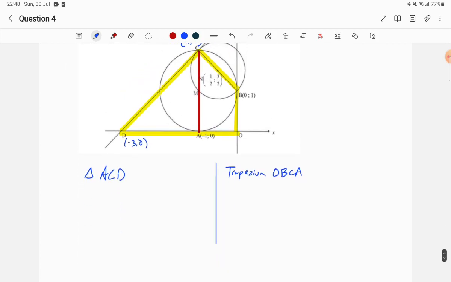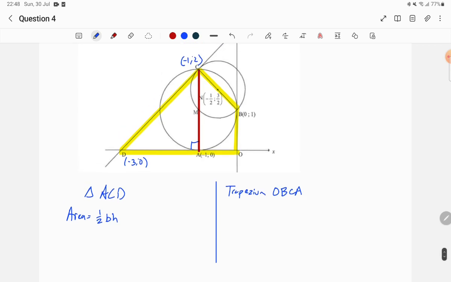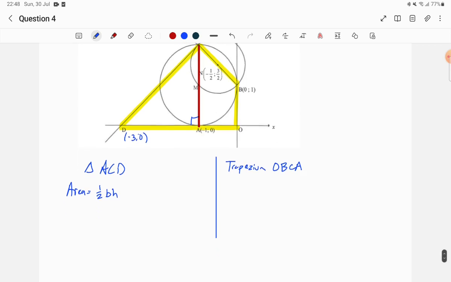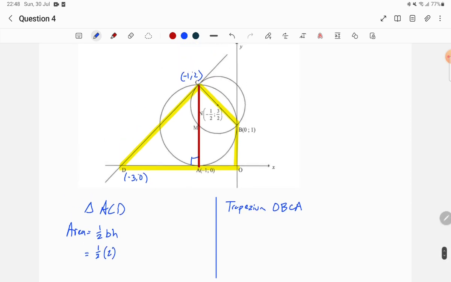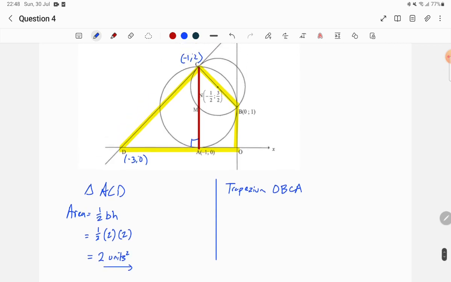So firstly, let's work out the triangle first. The area of a triangle is equal to half base times height, since it is a right 90-degree triangle. This is your 90 degrees there. The base is from -3 to -1, so that already tells you the length of the base is 2, and the height is from 0 to 2, which is also 2. So this gives us 2 units squared for the triangle. That's that first shape.